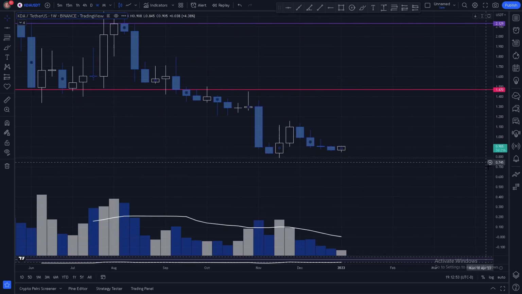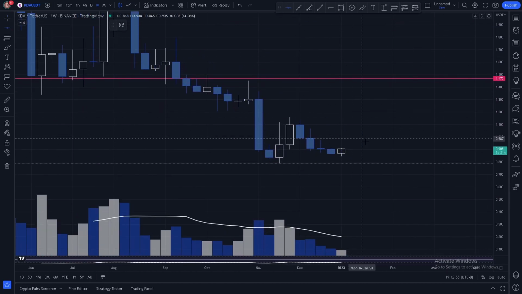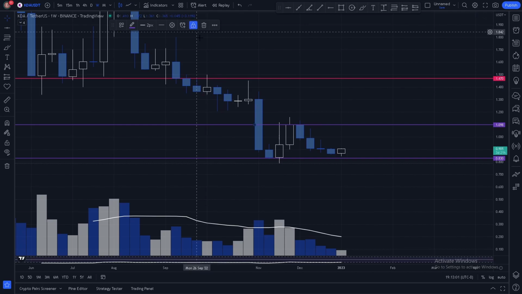Now, looking at more recent price action, we notice a key level right here and a key level right here, as this is our swing low and most recent swing high, which is obvious to spot here on the weekly chart.